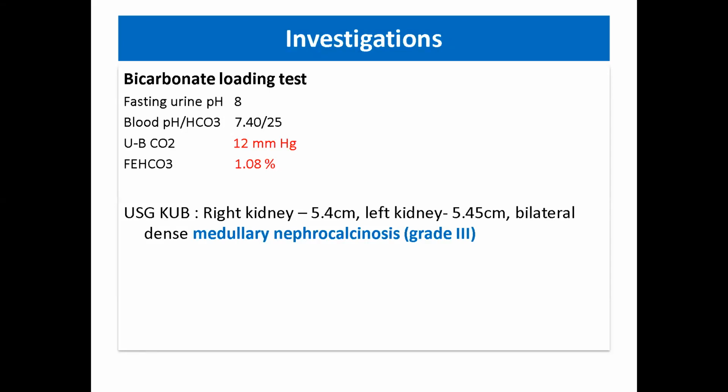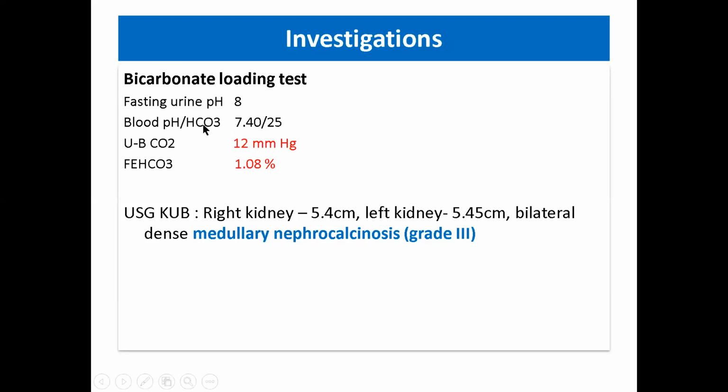So in bicarbonate loading test, we kept giving bicarbonate IV to the infant till the urine pH was around 8 and blood pH rose to around 7.4 and bicarb was normalized to around 25. So at these values, the urinary to blood carbon dioxide gradient was very low. It was 12 millimeters of mercury, whereas it should be around 20 in a normal person.